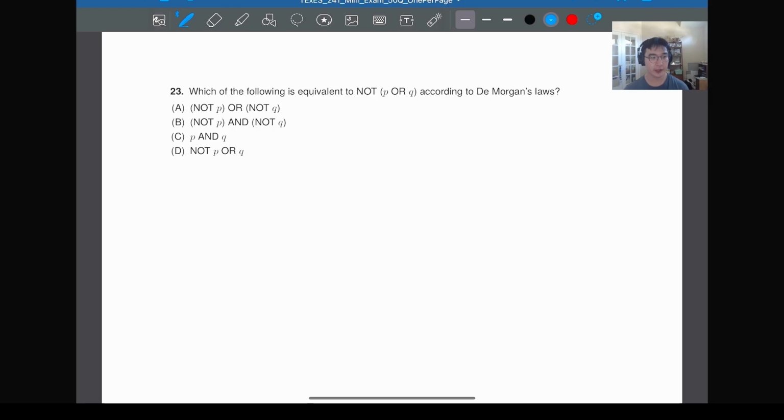All right, question 23. Which of the following is equivalent to not (P or Q) according to DeMorgan's laws? Now, if you know DeMorgan's law, this is really easy. The way it works is, let me just go ahead and shorthand it for you. This is not, this is or, is and.